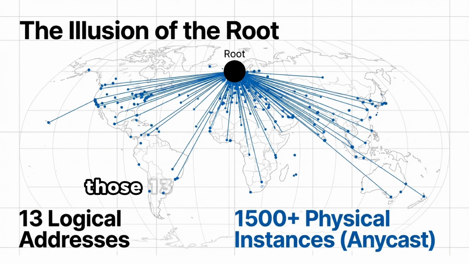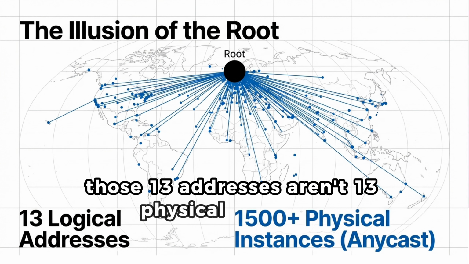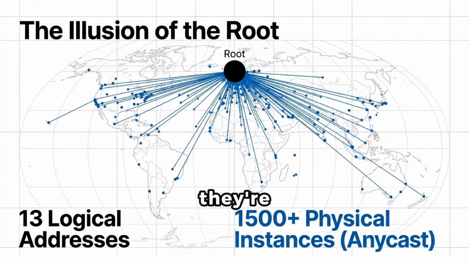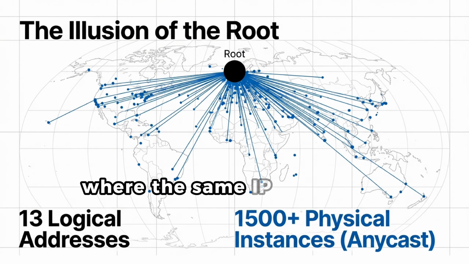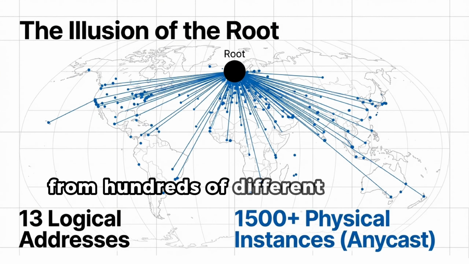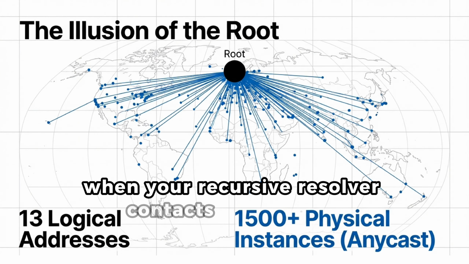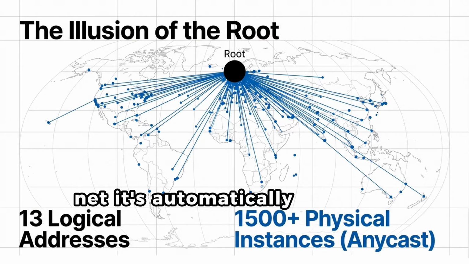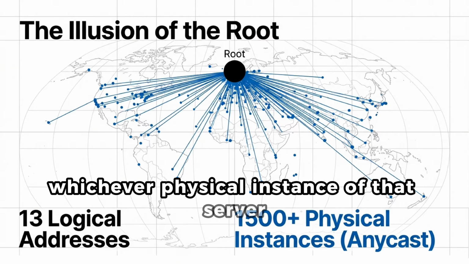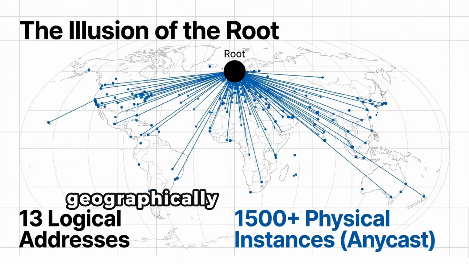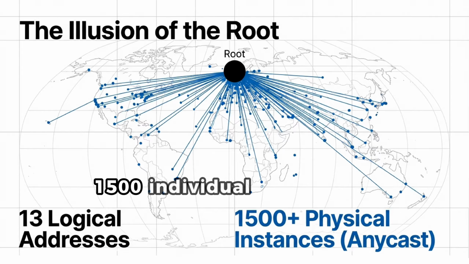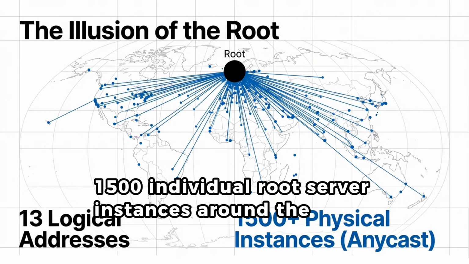First, those 13 addresses aren't 13 physical machines. They're 13 anycast addresses, a networking technique where the same IP address is announced from hundreds of different physical servers spread across the world. When your recursive resolver contacts root server a.rootservers.net, it's automatically routed to whichever physical instance of that server is closest to it, geographically and topologically. In total, there are over 1,500 individual root server instances around the world.